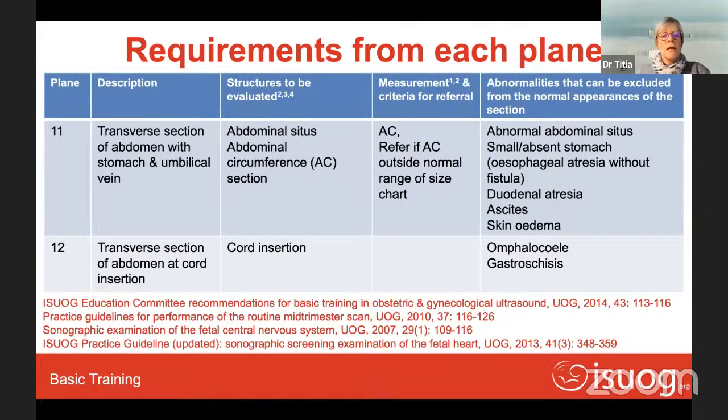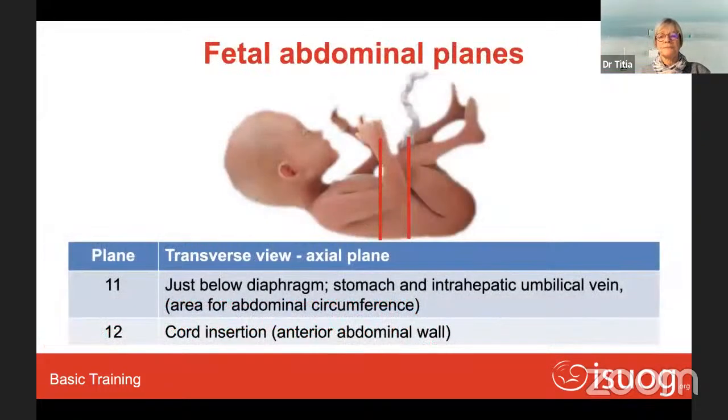And if you go slightly lower, you get a cross section of the abdomen at the level of the cord. You will very clearly see the cord insertion. And if the cord insertion is abnormal, you may be dealing with an omphalocele, and we'll show you images of that, or with a gastroschisis, which is a completely different anomaly with a totally different prognosis. So beware of the difference between those two abnormalities.